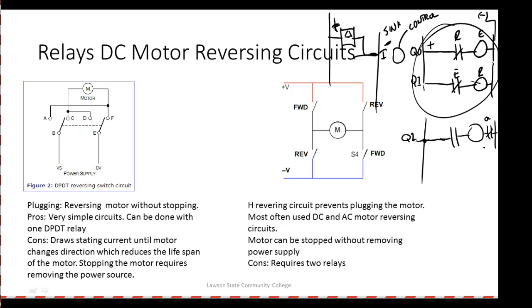Sinking and sourcing, by the way, only comes into play when you're dealing with DC, because AC has no polarity. Y'all understand that? Because it's changing what? Changing so fast. So a sinking PLC input requires your input devices to be sourcing. And then, of course, a sourcing output requires your output devices to be sinking, right? Connected sink, right? You understand that?